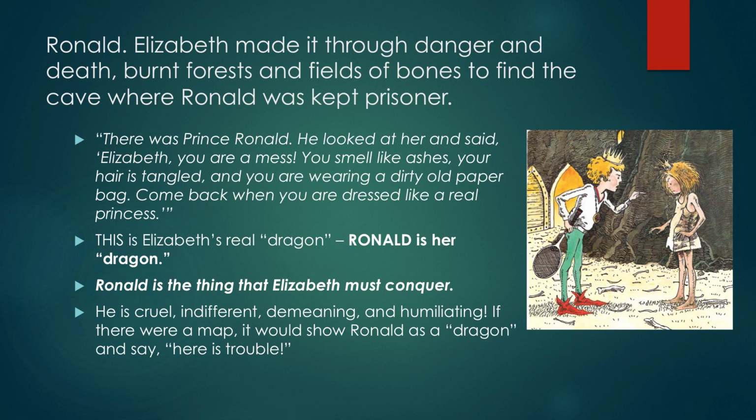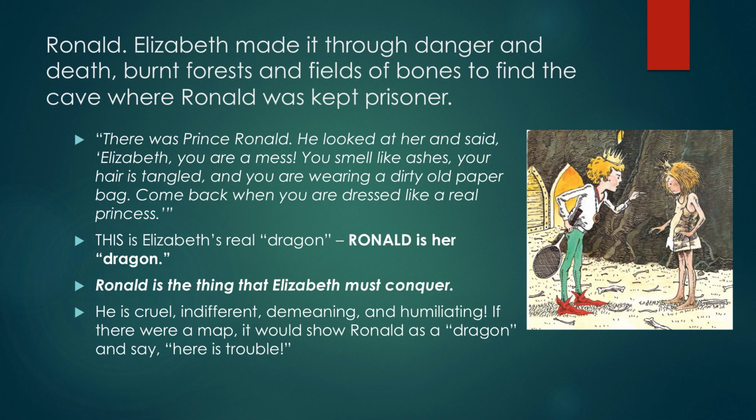Boys and girls, Elizabeth made it through the danger of surviving her castle being burnt down. She made it through burnt forests and fields of bones to find the cave where Ronald was kept as a prisoner, right? And once she finds him and defeats the dragon and rescues him, he is so rude to her. He says, "Elizabeth, you're a mess. You smell like ashes, your hair is tangled, and you're wearing a dirty old paper bag. Come back when you're dressed like a real princess."